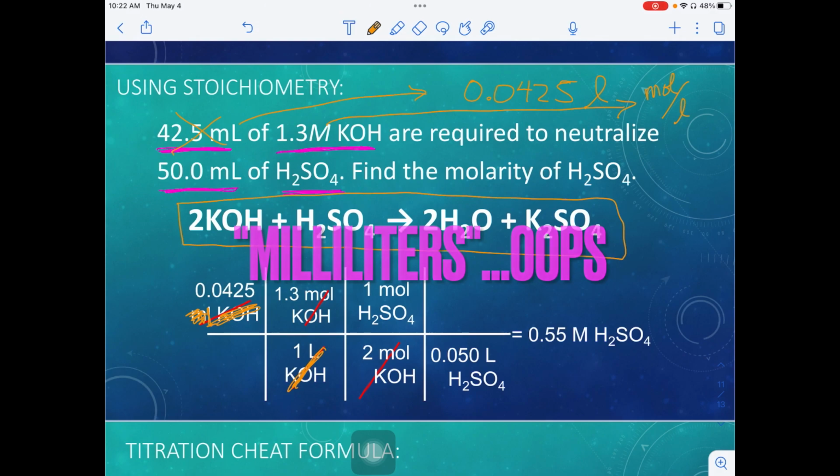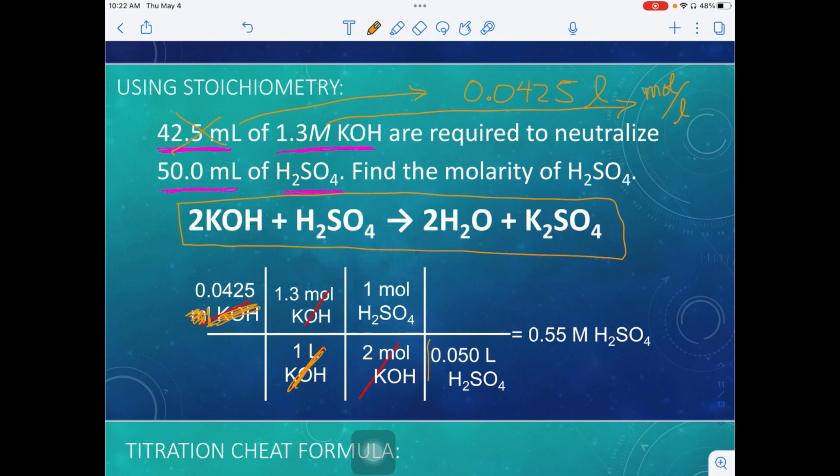So you can put this before or after, but you know that you're going to want your end result in a molarity. And molarity is going to be moles over liters. So that's why I put the liters used of the H2SO4 on the bottom.